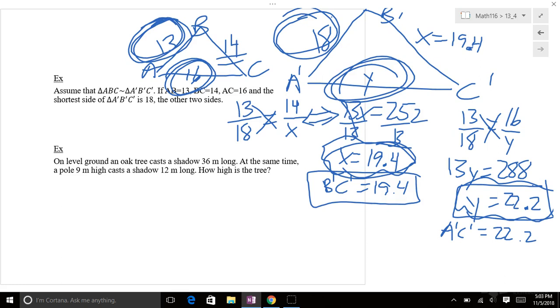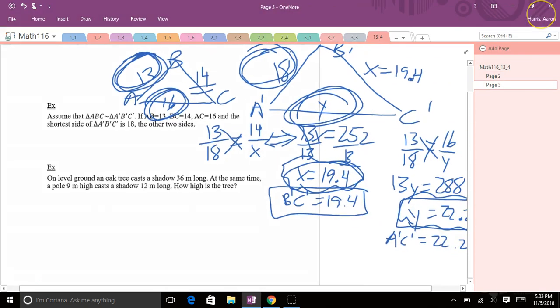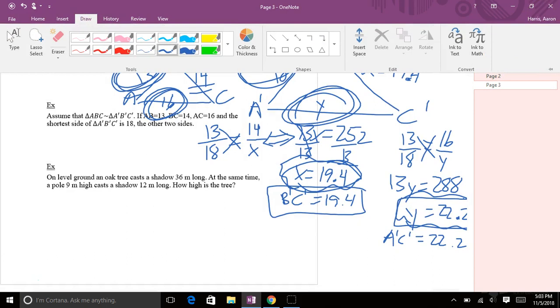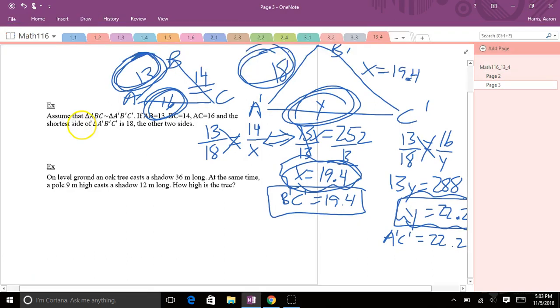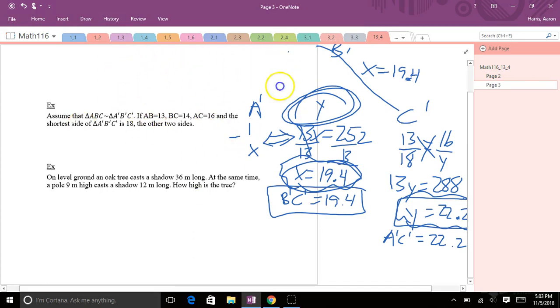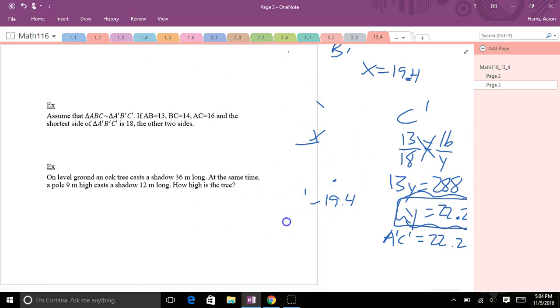All right, so let's do this last example here. On level ground, an oak tree casts a shadow 36 meters long. At the same time, a pole 9 meters high casts a shadow 12 meters long. How high is the tree? Let me erase this real quick. Get a little room.